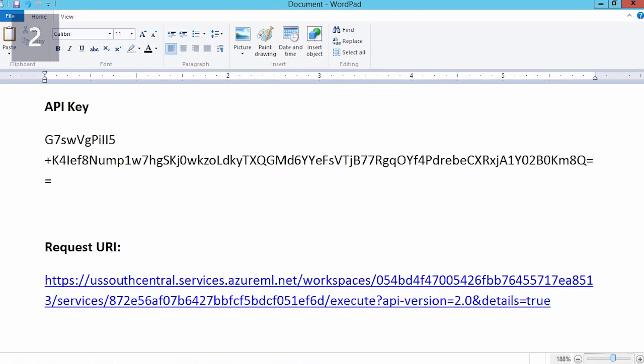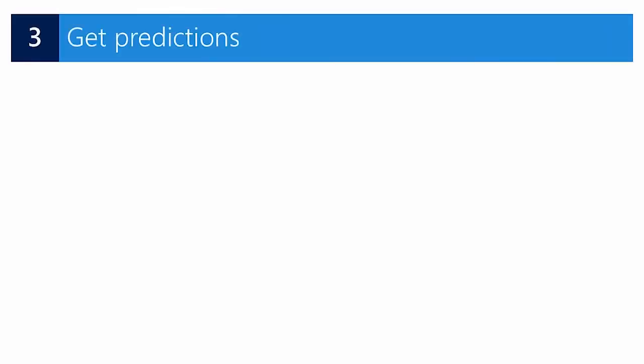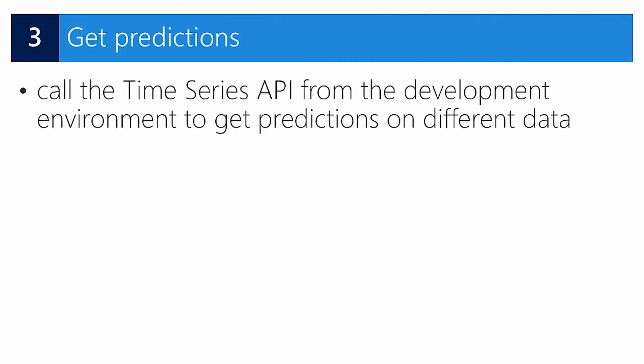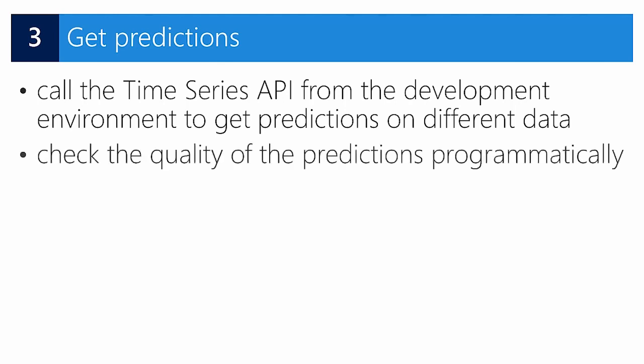In step 3, we will call the time series API from our development environment to get predictions on data coming from the item ledger entry table, and we'll also check the quality of our predictions before we present it to the end user.